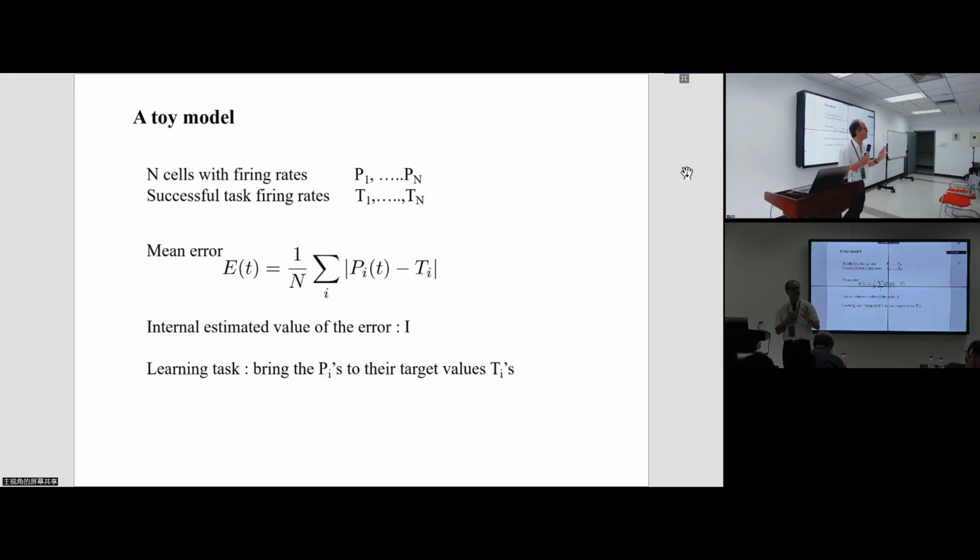What error I'm doing in behavior, if you like, is this. If I was perfect, all cells would be on their target, I would do this perfectly. I have a fantastic drive. So that's the behavioral error. Okay? But this, I don't know. What I have is some estimate of what I'm doing. Now I'm doing something, and is it better or less good than what I'm doing usually? Okay? So I have an estimate of this.